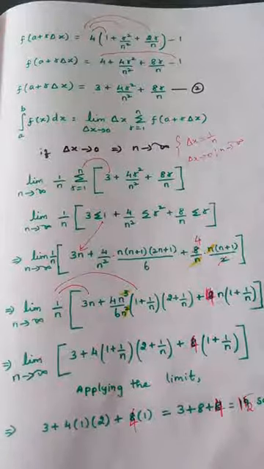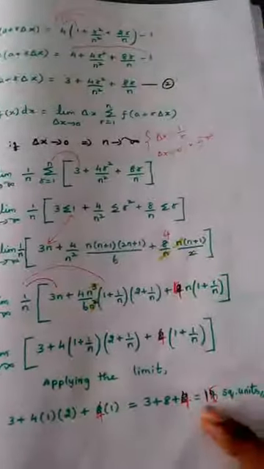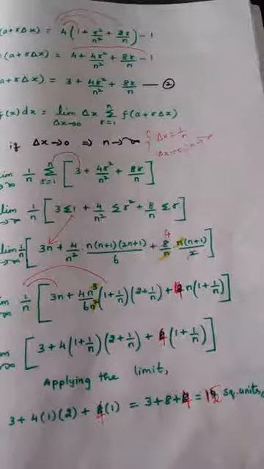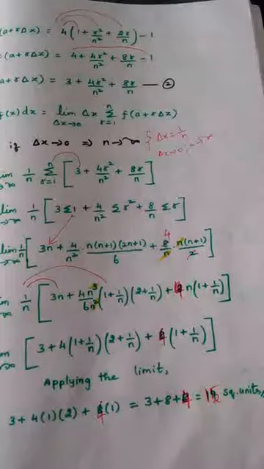So the answer is, why are we writing square units? I told you 15 square units, because we are actually calculating the area of a curve under the given limit. So these are all important sums. Listen and understand carefully.